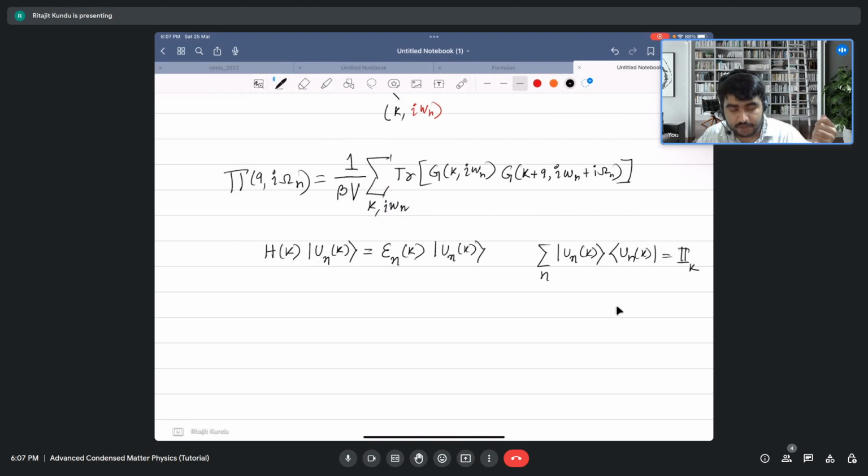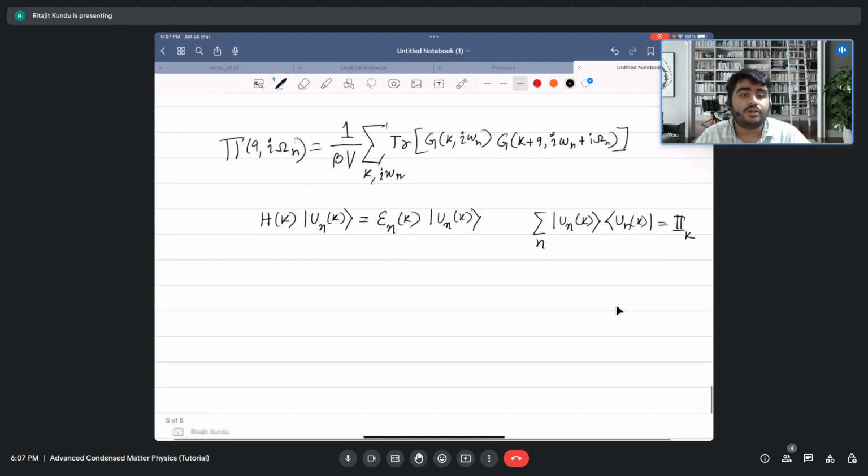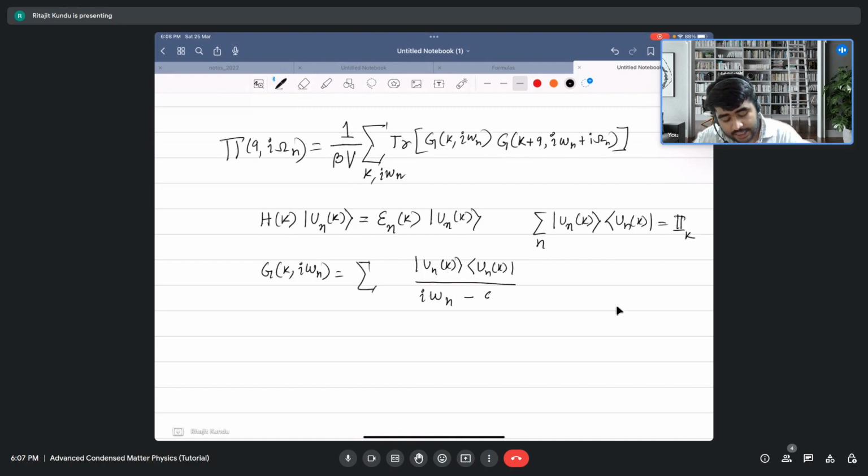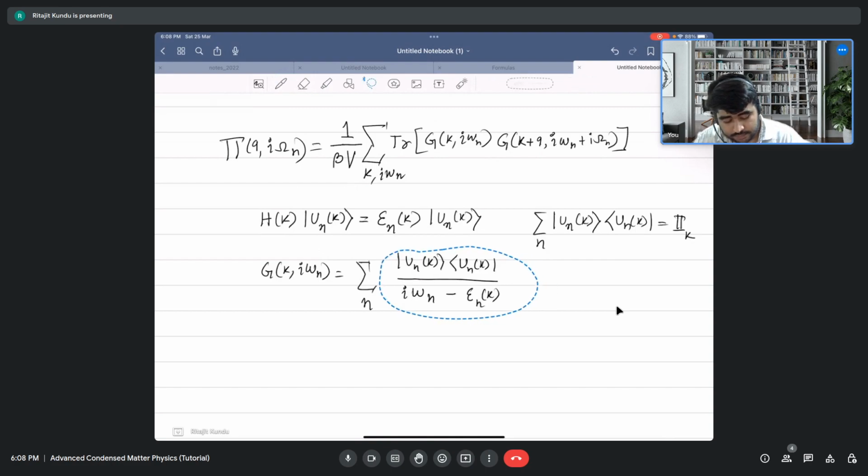Just to be a little bit concrete, now the Green's function is also a matrix. If the Hamiltonian is a matrix, the Green's function is also a matrix. The matrix is actually given by this simple expression. For a non-interacting Hamiltonian, it is just given by |u_nk><u_nk|, and then in the denominator you have i omega_n minus the energy epsilon_nk, with a summation over all of the states. So this is the Green's function. We will use just this information and try to simplify this whole thing.